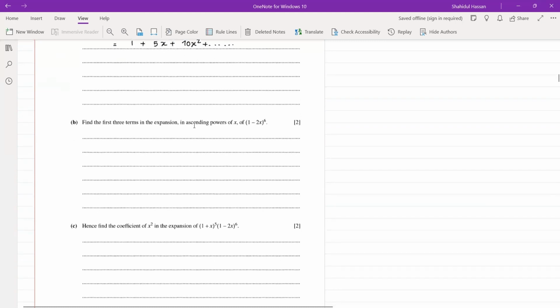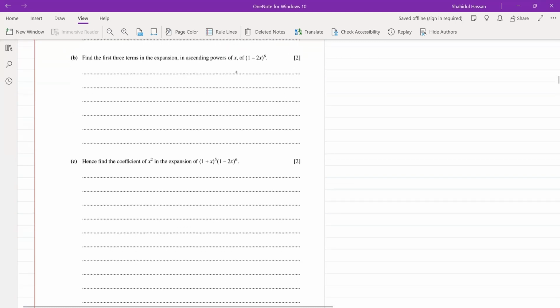Next, find the first three terms in the expansion in ascending powers of x of (1 minus 2x) to the power 6. If you expand this, it should be equal to 1 to the power 6 plus 6c1, the power of 1 will decrease, the power of 2x will increase, plus 6c2, the power of 1 will decrease and the power of minus 2x will increase to the square.